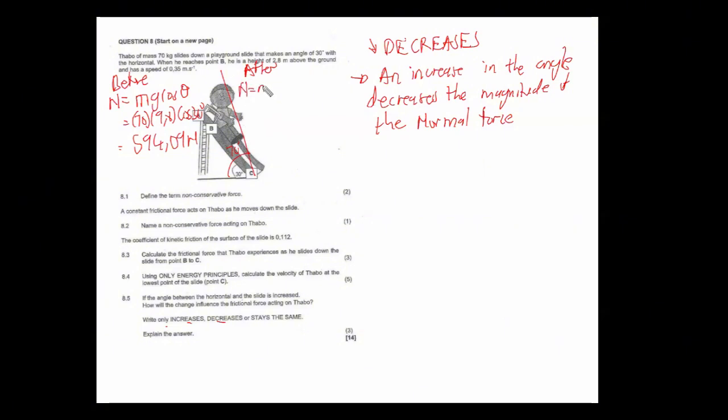So N is equal to mg cos theta. And then this is 70 multiplied by 9.8 cos what? 70 degrees. Now we want to check if the value really does decrease. As I'm explaining, 70 times 9.8 and then cos 70 degrees. And then I get that the value is 234.63 newtons. Now you can observe that the normal force really decreased. So increasing the angle decreases the magnitude of the normal force.